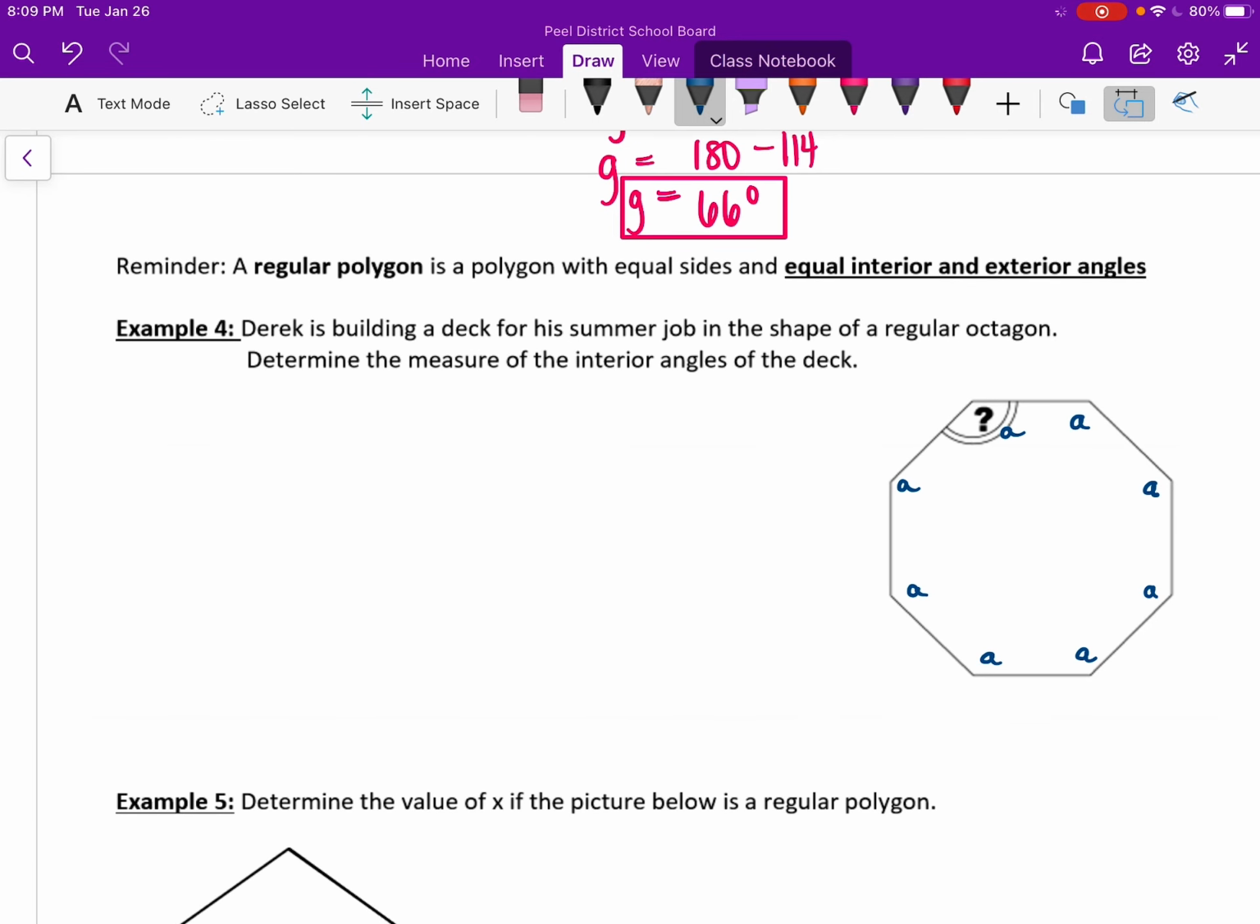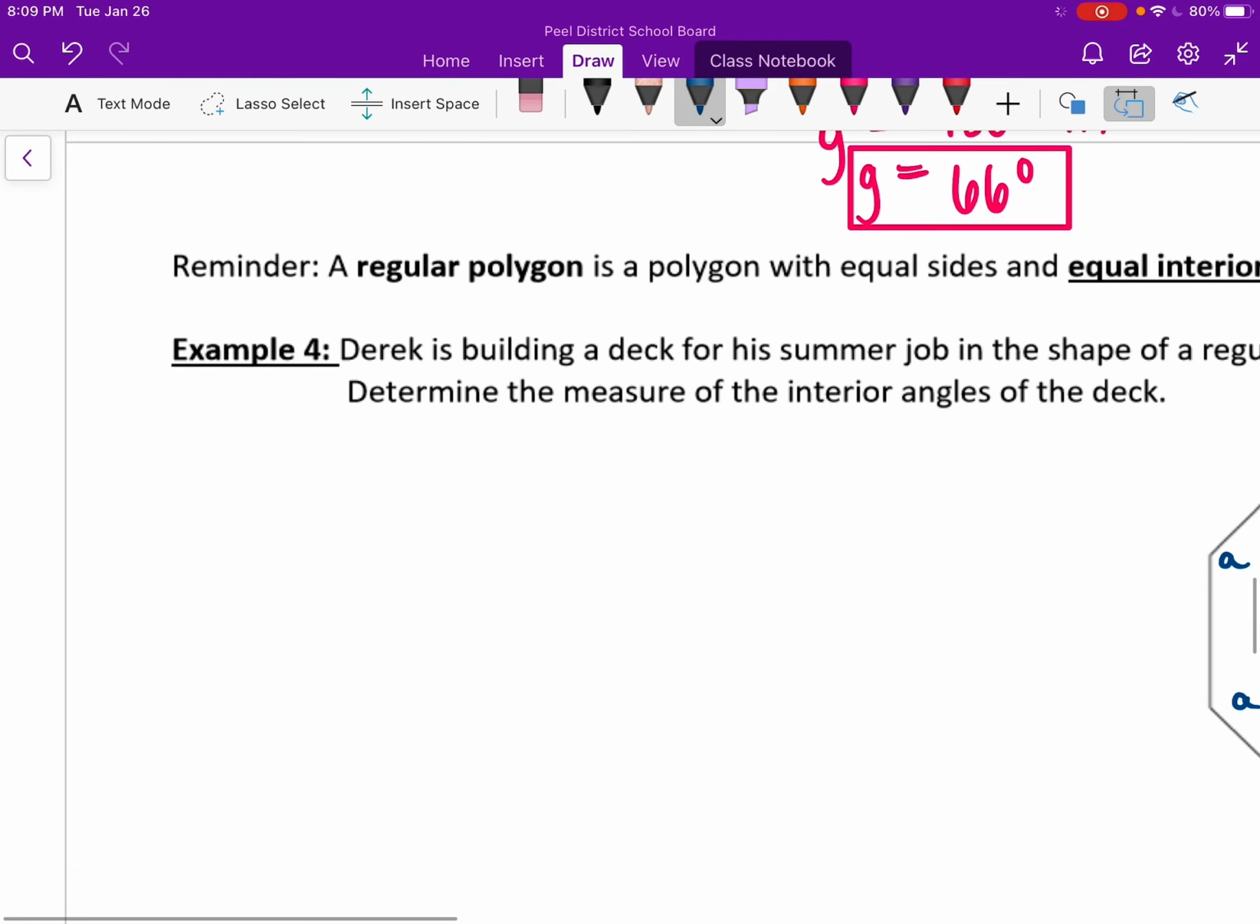So this example says Derek is building a deck for his summer job in the shape of a regular octagon. He needs to determine the measure of the interior angles on the deck, right? So first things first, all of these need to equal some sum of interior angles. I can find that using my sum of interior angles rule. So I can say the sum of the interior angles is equal to 180 times n minus 2, right?